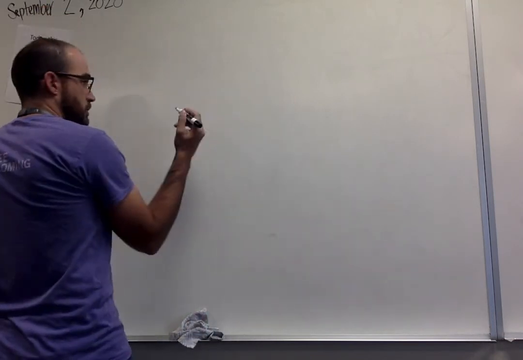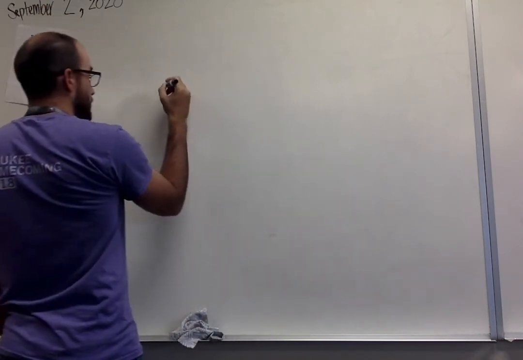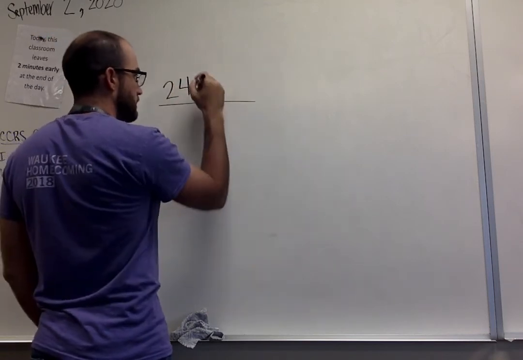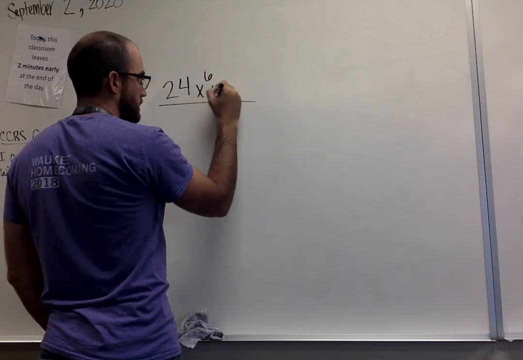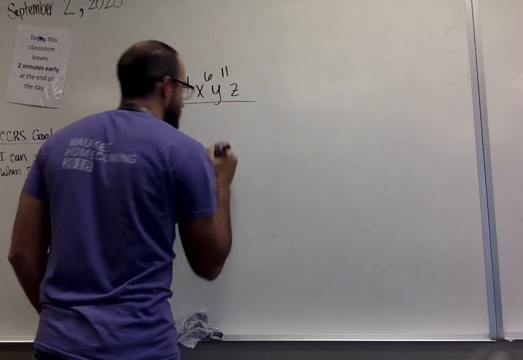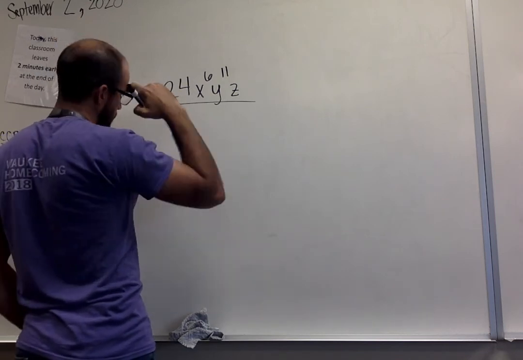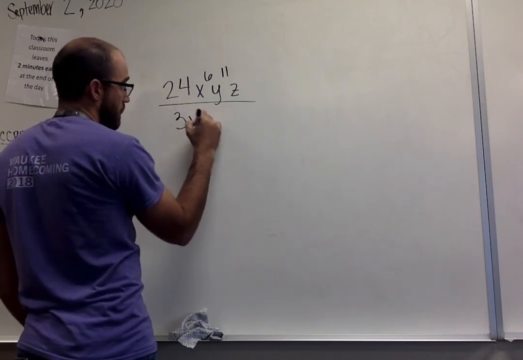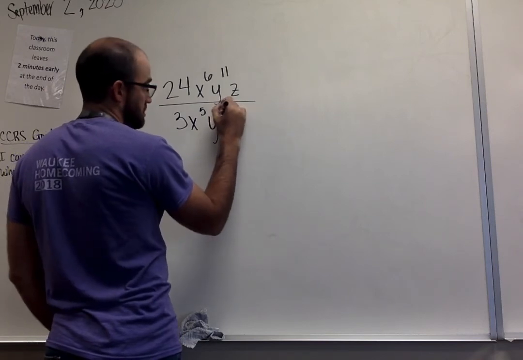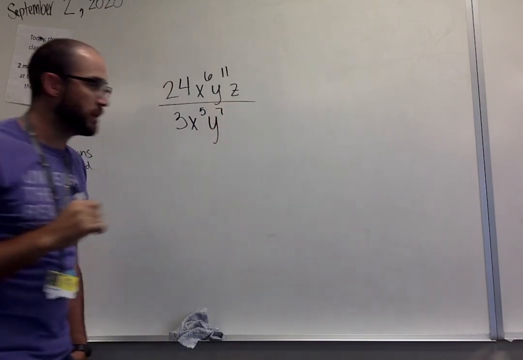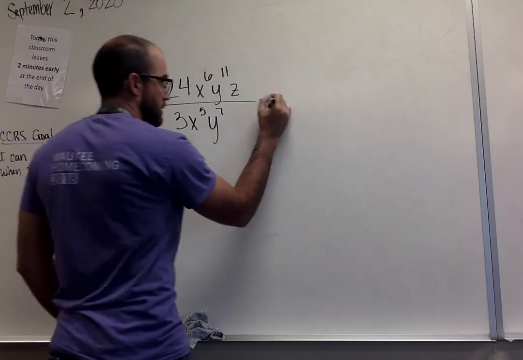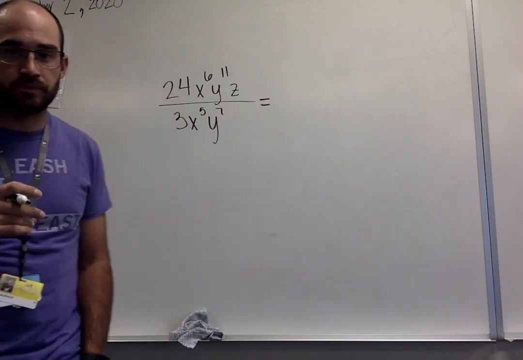So the one that I'd like you guys to try would be, let's go 24, x to the 6th, y to the 11th, z over, let's go with 3, x to the 5th, y to the 7, and that'd be it. So what I want you to do is to simplify this using your quotient rule, okay?